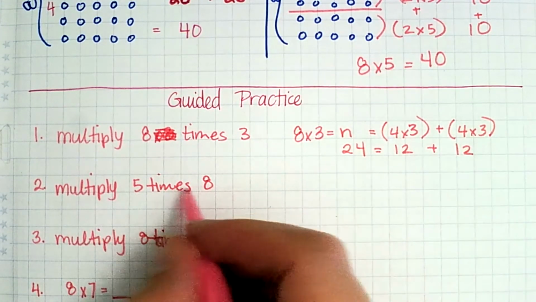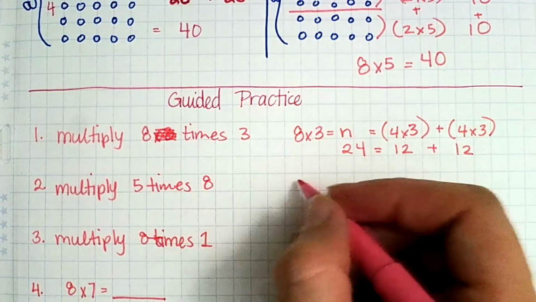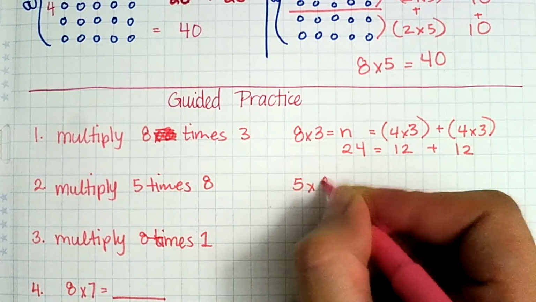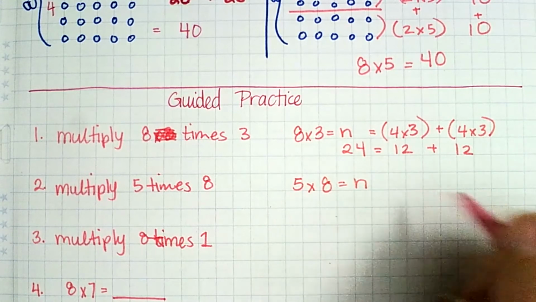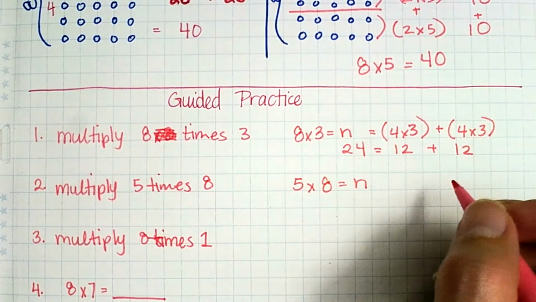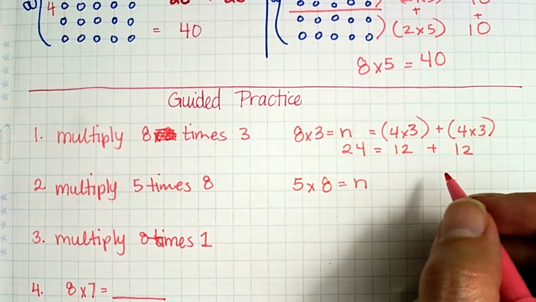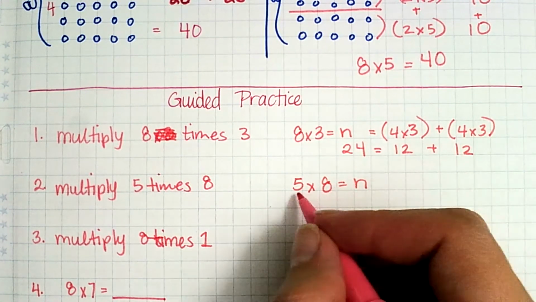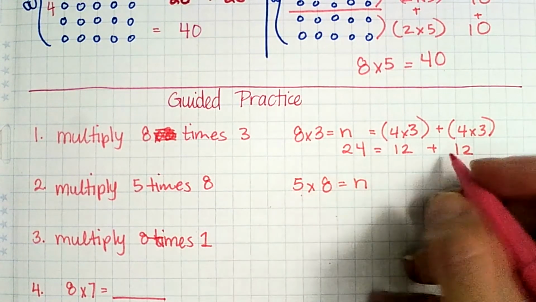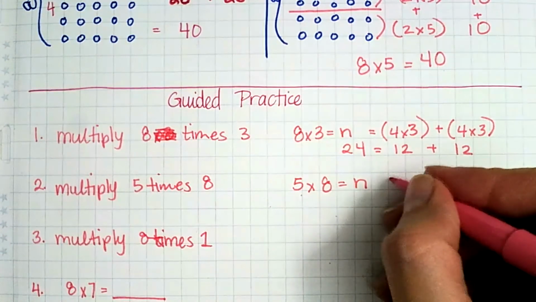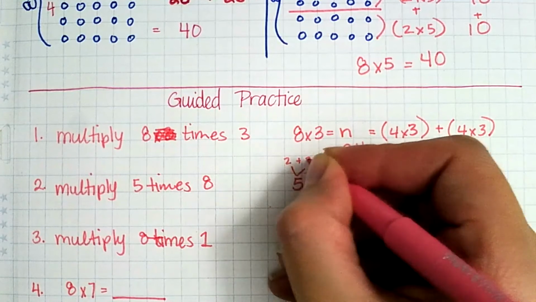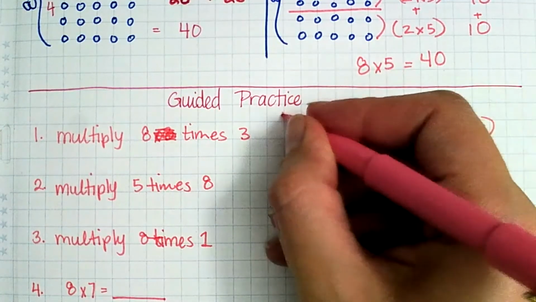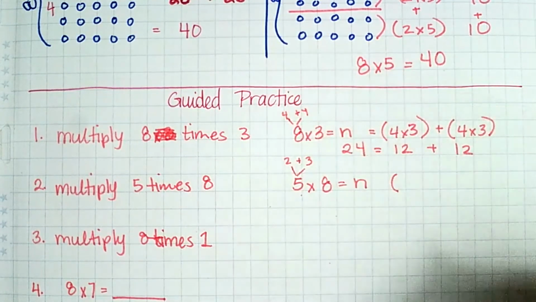For my next question, it says multiply 5 times 8. So the way I would write that out is 5 times 8 equals a number, or I could put A, or I could put B. I can put any variable I like, it doesn't matter. Now I can split this up into 4 and 1, or I can split it into 2 and 3 if I wanted to. Let's do 2 and 3, because 5, I'm gonna split it into 2 plus 3 over here. My 8, I split it into 4 plus 4.